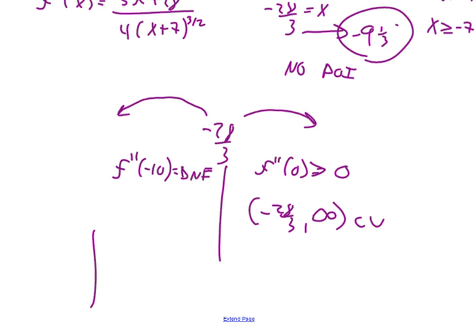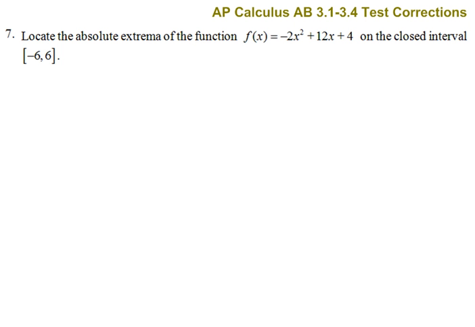It looks something like this, and it does this thing, kind of like a little check mark there, right? And that's why it concaves up the entire time. It never concaves down. And there is no point of inflection because it never does a concave up and then a concave down anywhere. Okay? Let's go into problem number 7 now.